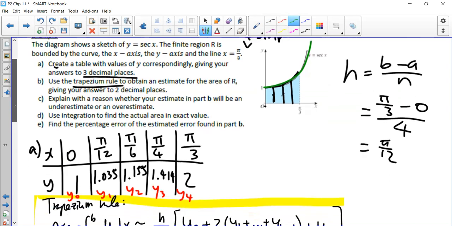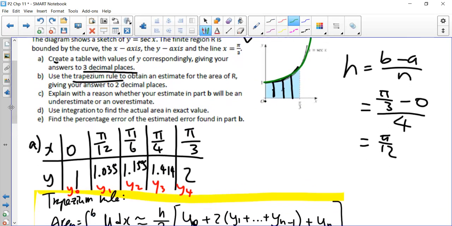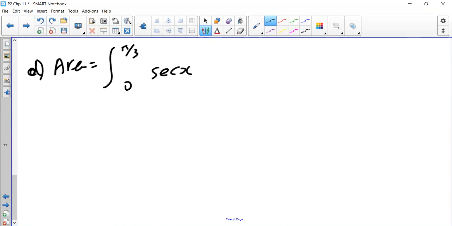Part D. I spoke too early in the beginning of the lesson. We actually have to do integration in here. Part D. Use integration to find the actual area in exact value. So the area equals, we want to integrate from 0 to pi over 3 of the curve sec x dx. Okay, so luckily, sec x, how do we integrate this? I'll let you pause the video and think about this. When you're ready, you can play.